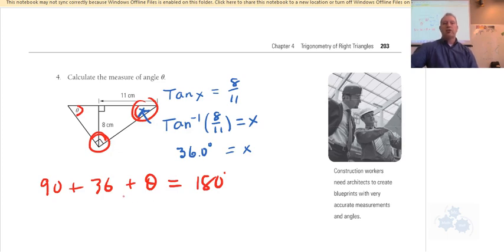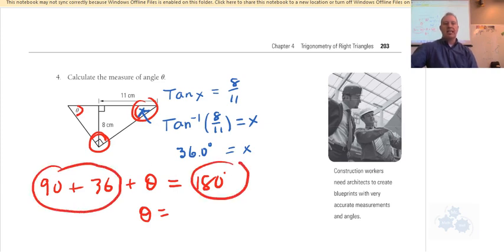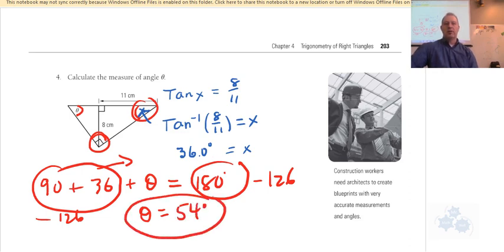Right? Now if you solve for this thing here, you'd want to subtract these from 180. So you want to take those away, get them to the other side. So we're going to subtract 90 plus 36, which is what? 126, right? So minus 126. So what's 180 minus 126 is going to be 54 degrees. I think that should be your answer.